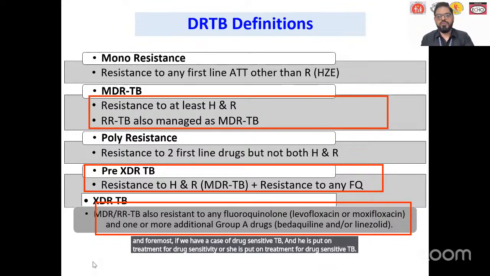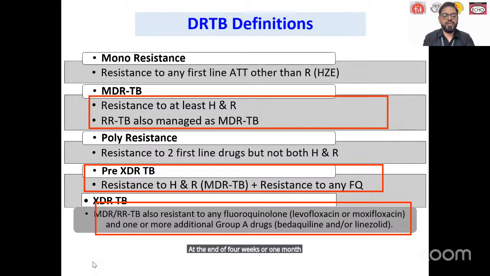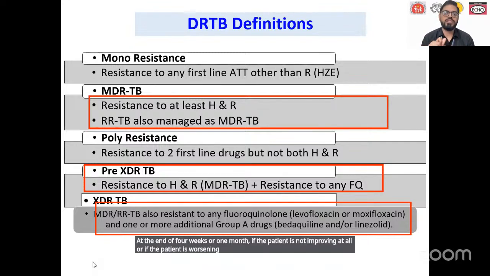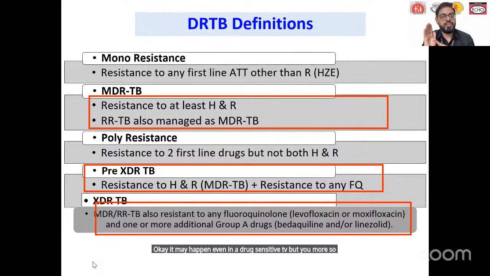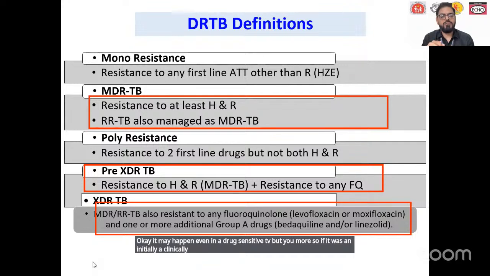At the end of 4 weeks or 1 month, if the patient is not improving at all or is worsening, then we would suspect that this is probably a case of drug resistant TB, more so if the initial diagnosis was a clinically diagnosed TB. It may happen even in drug sensitive TB, but more so if it was initially clinically diagnosed. So at the end of 1 month of treatment of drug sensitive TB, if the patient is worsening or not improving, we suspect it is DRTB.